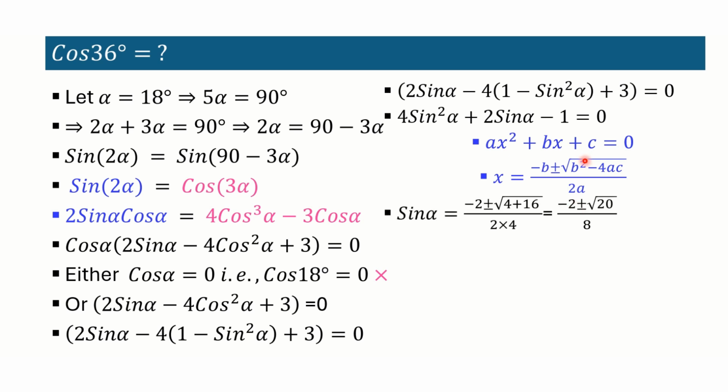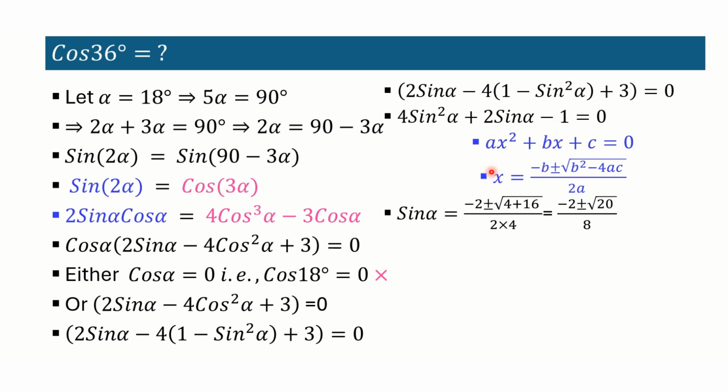Now let us use this rule. In this case, in place of x I have sin square alpha, or in place of x square I have sin square alpha. So this means x is equal to sin alpha. So now I can find the value of sin alpha. In this case, a is equal to 4, b is equal to 2 and c is equal to minus 1.